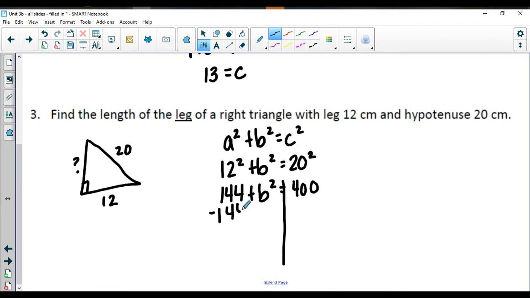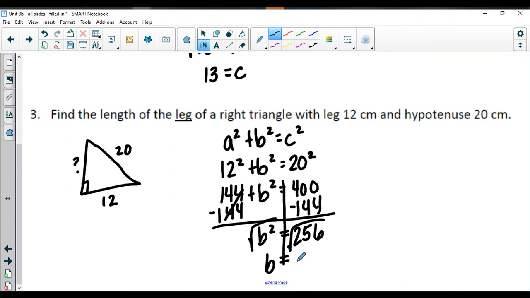So we subtract 144, and we get b squared equals 400 minus 144, which gives me 256. We're going to go ahead and take the square root of both sides. And the square root of 256 is going to give me 16. So the leg is 16 centimeters.